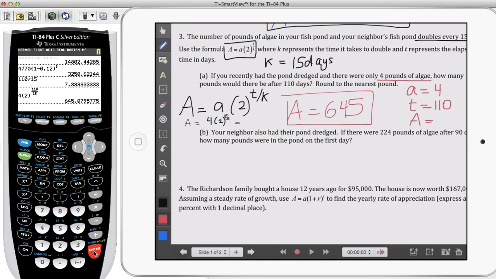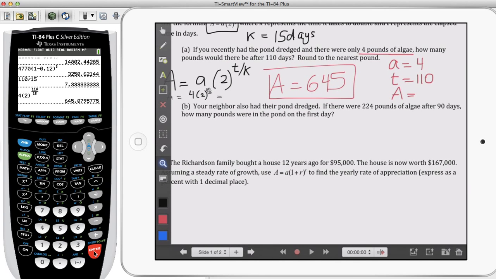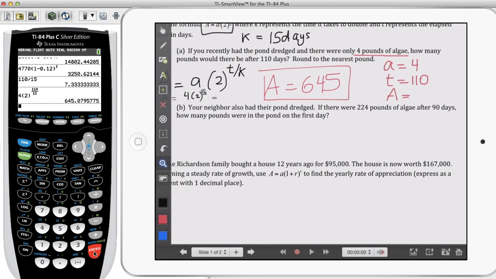Now, they're telling me in part B that if there were 224 pounds after 90 days, how many pounds were there on the first day? So basically now they want the initial amount, and they told me that after 90 days, which is the t now, because the doubling time does not change, k is 15, and the final amount is 224. So let's use the formula again.